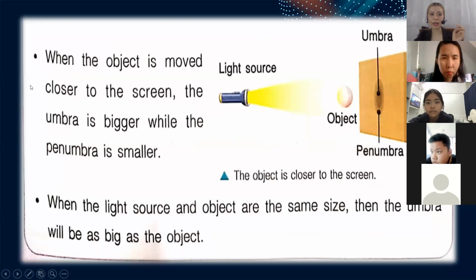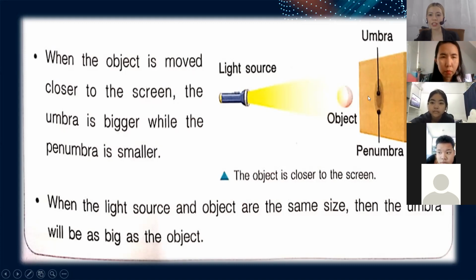Next, Guy, please read the next one for us. When the object is moved closer to the screen, the umbra is bigger while the penumbra is smaller. Okay, very good. Now I repeat, when the object is moved closer to the screen, the umbra is bigger while the penumbra is smaller. It's vice versa.